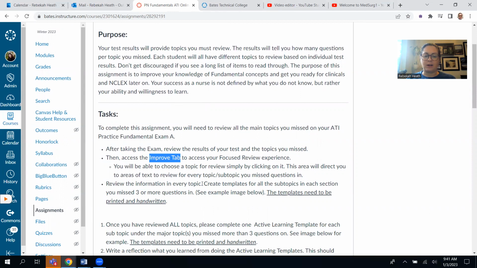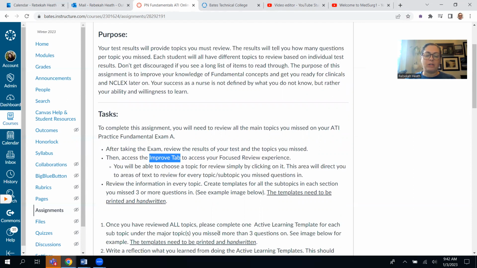The templates are in ATI, and I require them to be handwritten. I know that seems a little archaic when we have so much technology and a lot of our charting is on the computer, but there is a lot of benefit for the learning process when we handwrite things. So the templates that you'll fill out on the things you need to improve on do need to be handwritten.